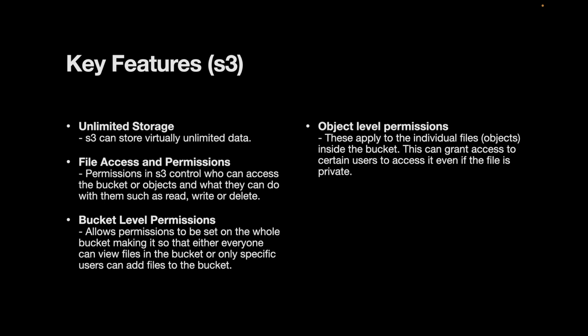Then there are object level permissions, which apply to the individual files inside the bucket. The individual files are just named objects. This can grant certain users access, even if the file is private. This is what we just touched on: for you to access a private file, access has to be given. So you can have security on a bucket level as well as the object level. That's what makes S3 so great.